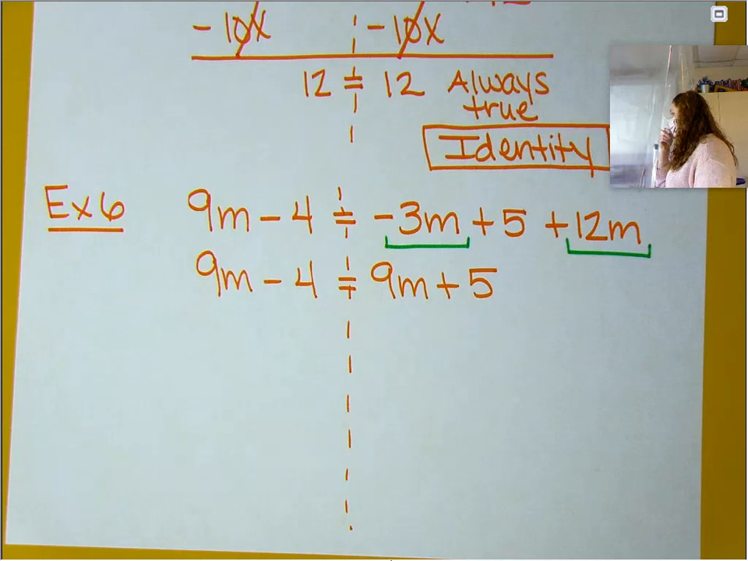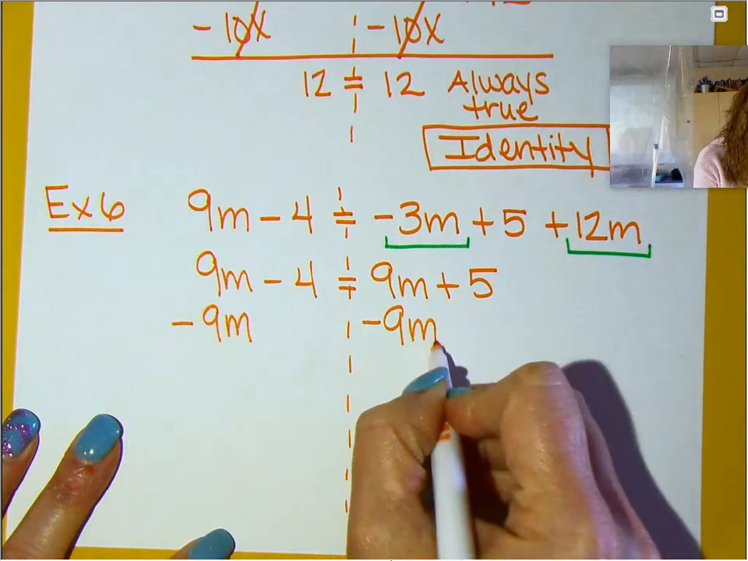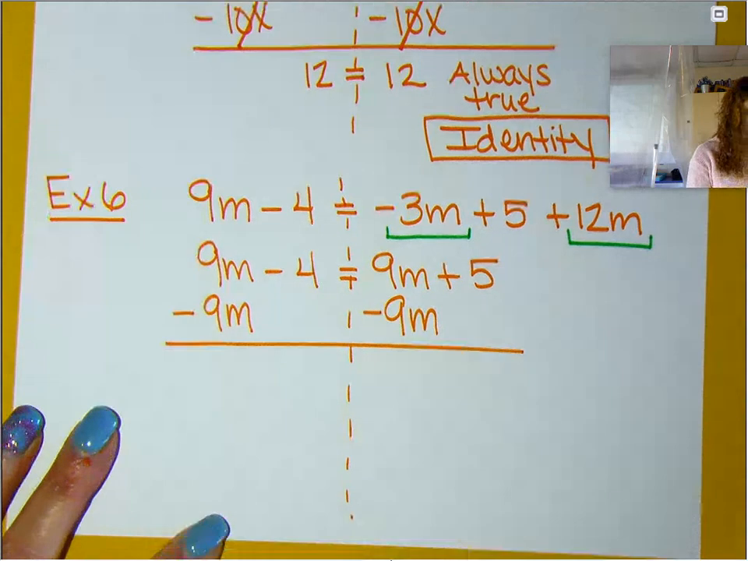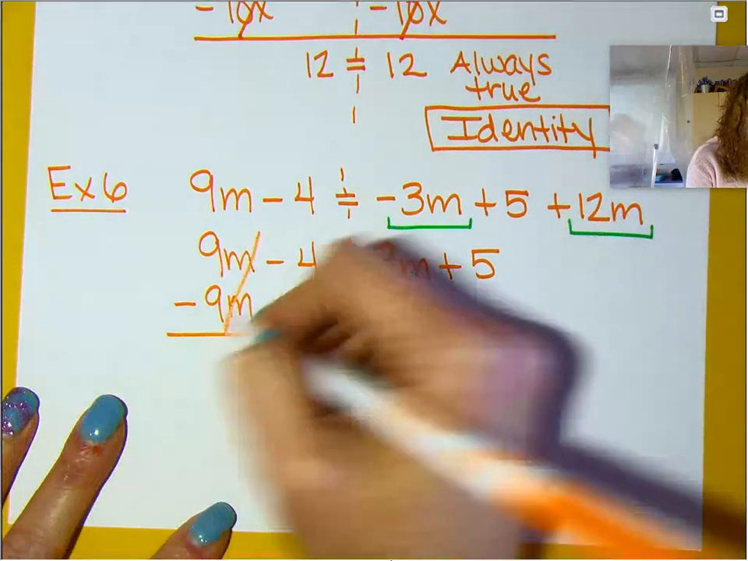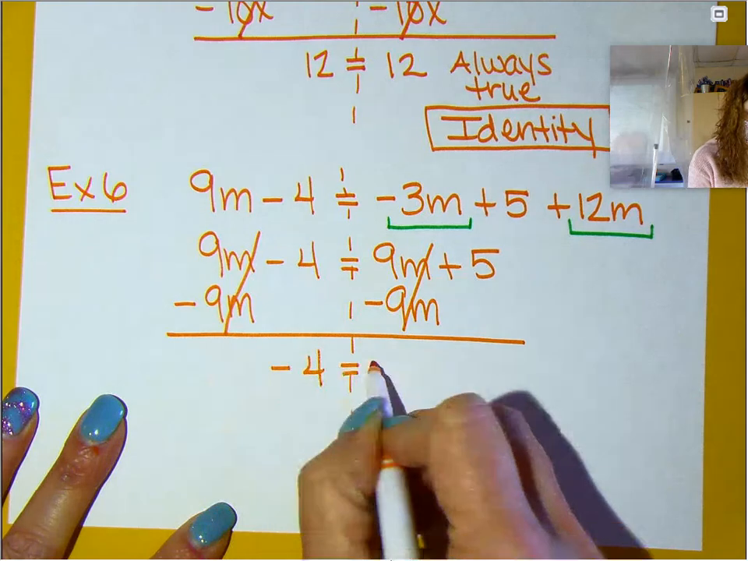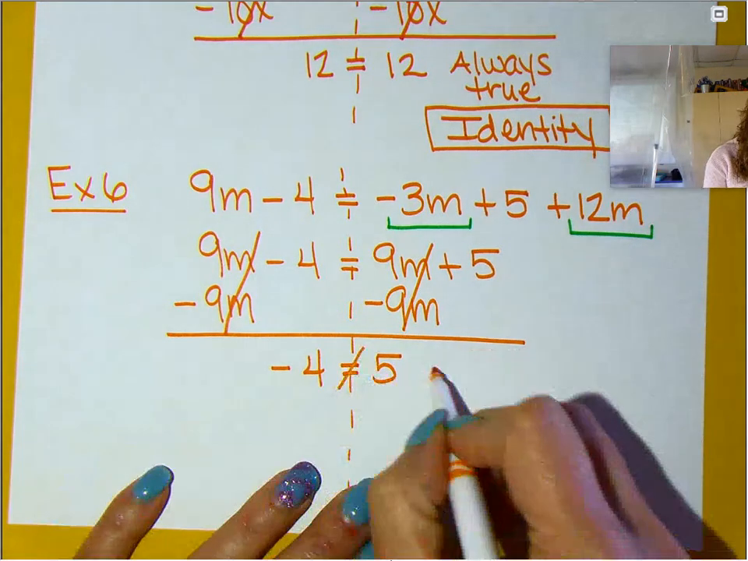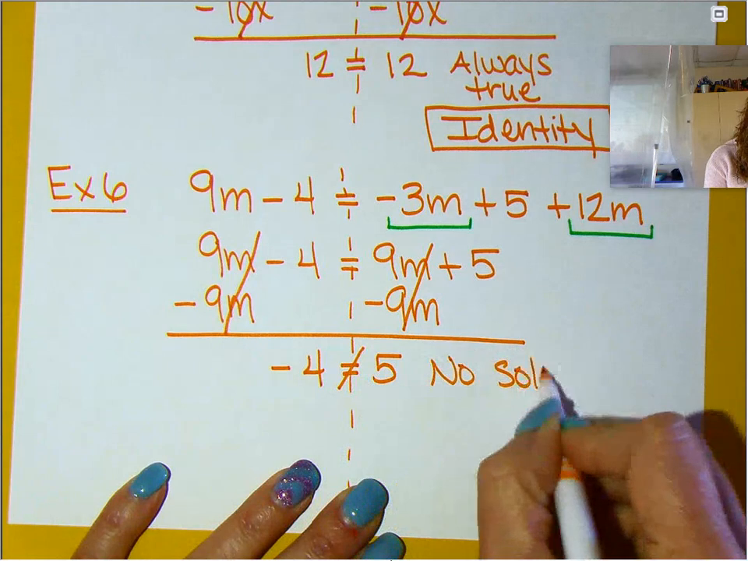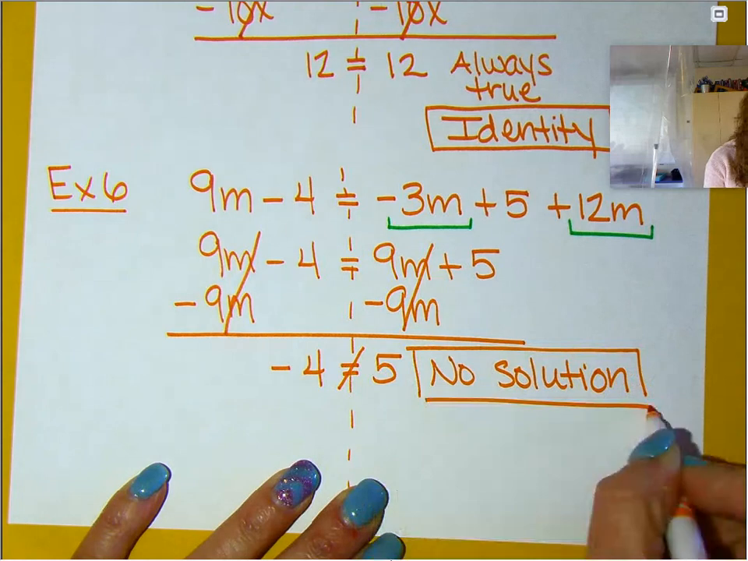And again, when you're working on identities and no solution, I'd say start with your variable. So let's subtract 9m from both sides. What happens to the 9m's? They cancel. I bring down the negative 4 and the positive 5. Is negative 4 equal to 5? No. Those are not equal, so you're right. No solution. Nothing is going to be put into x to make this true or to give you an answer.